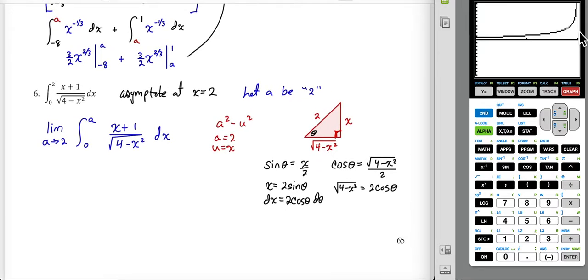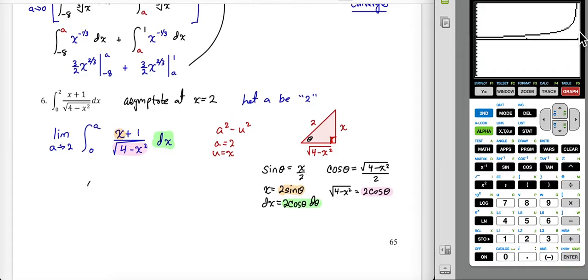All right, so now I'm going to make my substitutions and see how this plays out. So the dx can be replaced. My x can be replaced. And my radical 4 minus x squared can be replaced. All right, so I'm looking at the integral, and I'll get my limit and all that good stuff in there too. This should be a 0.